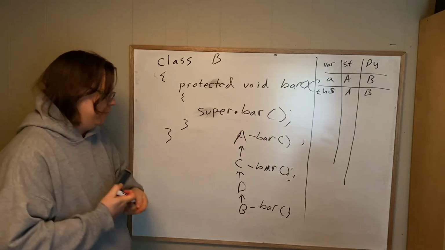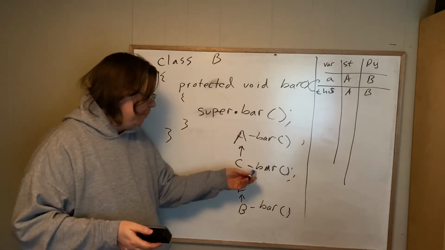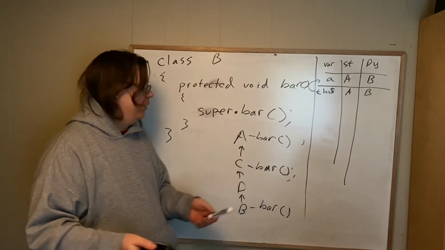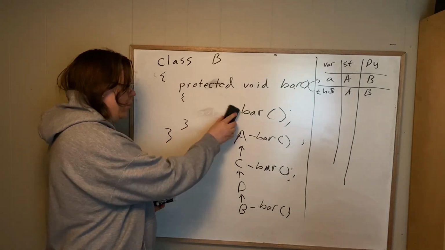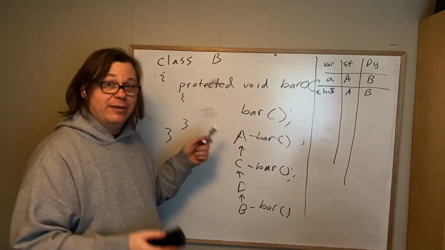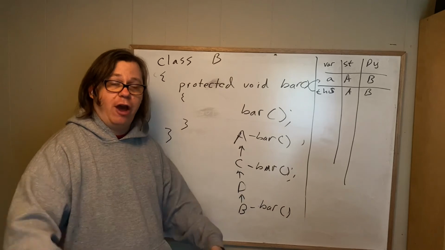There are two things that students will ask. One, can a parent's bar method call a child's bar method? Absolutely it can. It just has to call bar, right? If you call bar in here, it'll do the exact same thing. It's the same as saying this.bar, which means it's going to go back down to the bottom and search again. So that's how you call the child's bar.